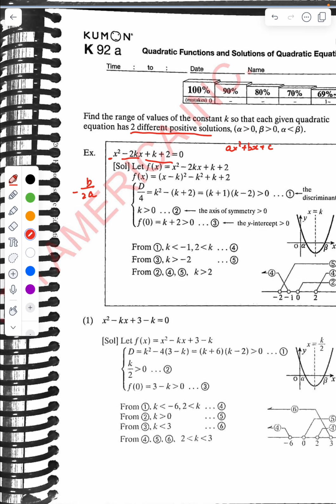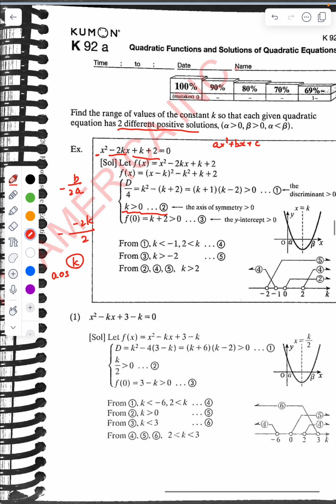Whenever you are dealing with quadratic functions, just remember that your axis of symmetry is always negative b over 2a. In this case, our b is negative 2k and our a is 1, so this will be 2, canceled out, k. So my axis of symmetry, we call it AOS, is going to be k. That explains number 2 here, why it has to be greater than 0.